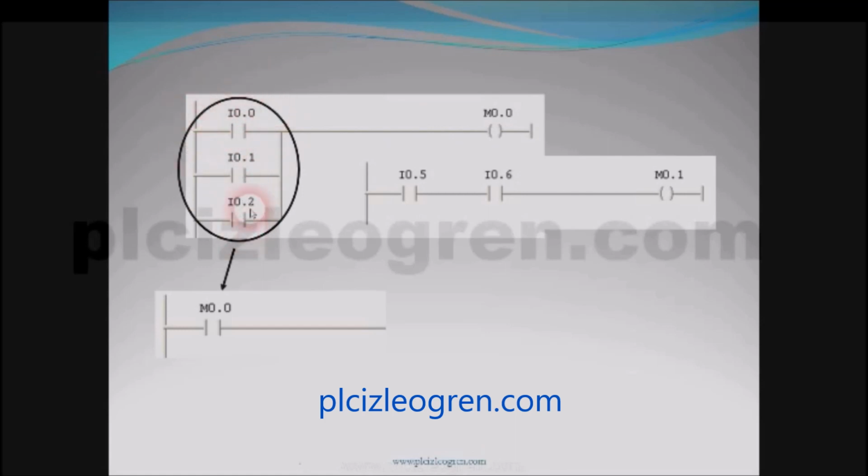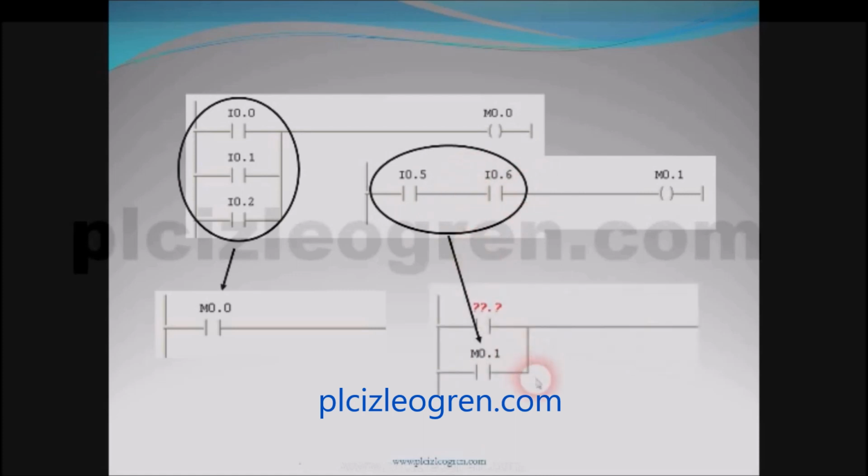In the cases where I0.0, I0.1 or I0.2 is used, you can just use M0.0 instead, and this way you will avoid the sort of mess and complexity, and have a minimal, simplified program. Or instead of this, in the program you can use M0.1.